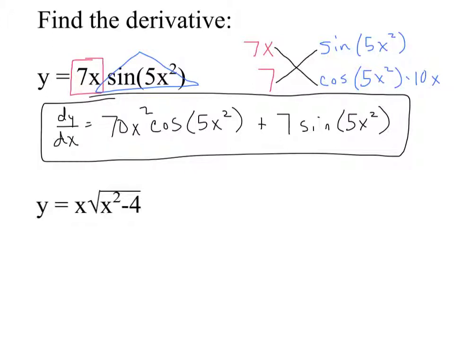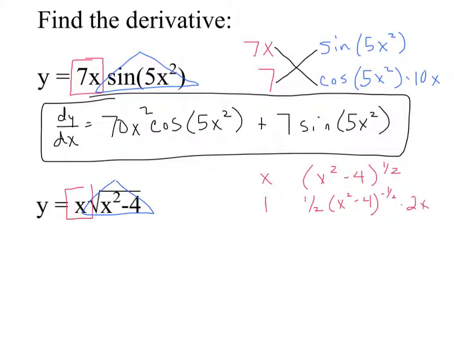Okay? I'm going to do the same thing on this second one here. I'm going to make this my first. I'm going to make this my second, so x, its derivative is 1. The other function, I'm going to write with an exponent: x squared minus 4 to the 1/2. So the derivative is 1/2 times x squared minus 4 to the negative 1/2 multiplied by 2x, because of chain rule, the derivative of x squared minus 4. Let me clean that up a little bit. We've got 1/2 multiplied by 2x. Well, that's just x. And the x squared minus 4 to the negative 1/2 we can put in the denominator. Okay, so this is our derivative of the second.